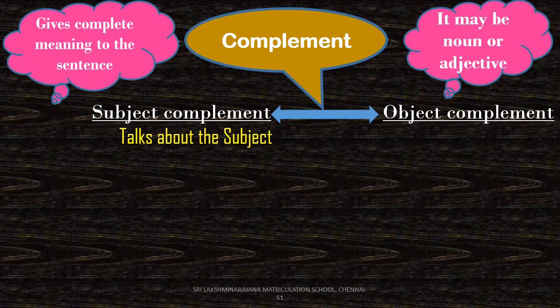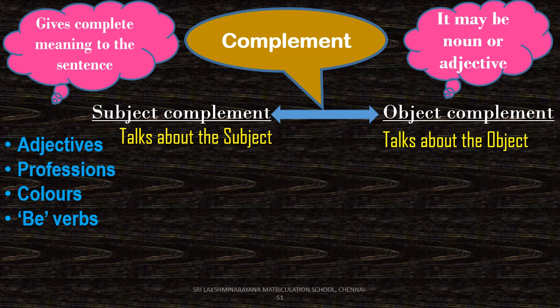Then what is this object complement? The word that complements the object. That is, if it talks or gives information about the object in a sentence, then it's said to be an object complement. Children, there is another easy way to identify the complement in a sentence.